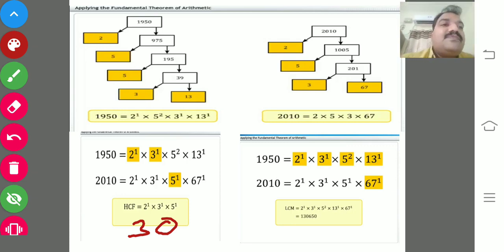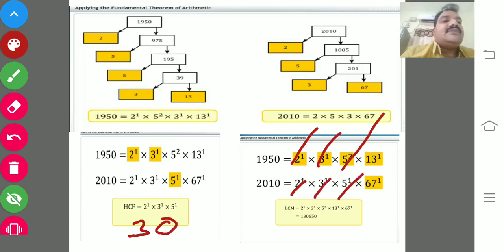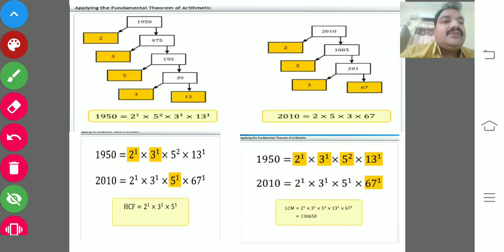So observe the occurring times. Here, identify how many prime numbers are involved in the two numbers. Here 2 is there, 2 is there, good. 3 is there, 3 is there, good. And 5 is there, 5 is also there. And 13 is there, here 13 is not there, but we have to take it. And 67 is there here, but in 1950 it is not there, but we have to consider it with respect to LCM. So how will you conclude that?